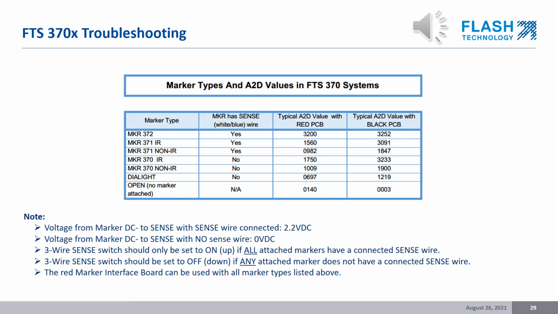The only time that the sense switch should be in the on or up position is if all of the markers attached have the sense wire connected. If any of them do not have the white-blue wire connected, then the sense switch should be in the off or down position. This allows the use of the board for multiple types of markers.